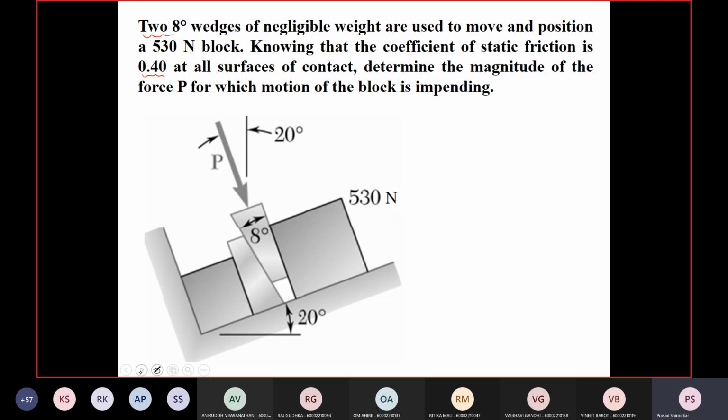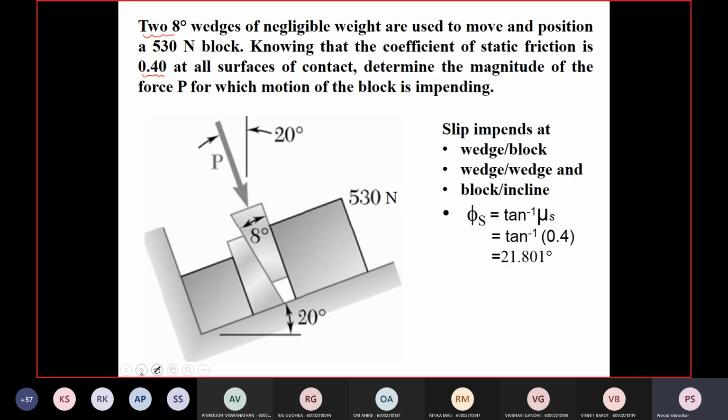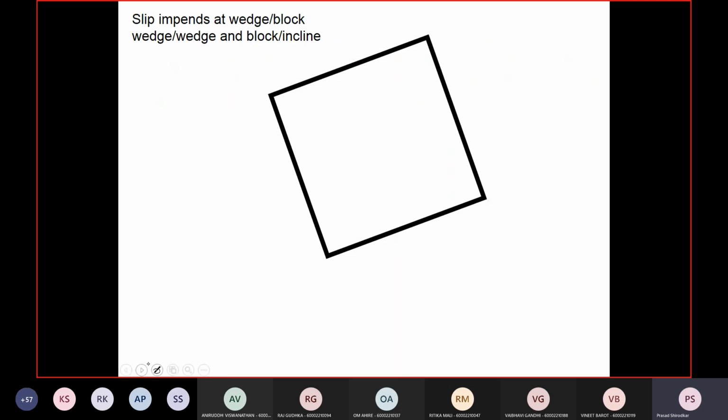So now let's do some analysis. So where is the slip impending between the wedge and the block? Between these two wedges. Alright, so wedge and the block, and between the block and the inclined surface. So all these surfaces, the motion is impending, and the static friction is 0.4. So the friction angle everywhere is tan inverse of nu s. So that is equal to 21.801 degrees. All right. Now let's consider the free body diagram of the block first.